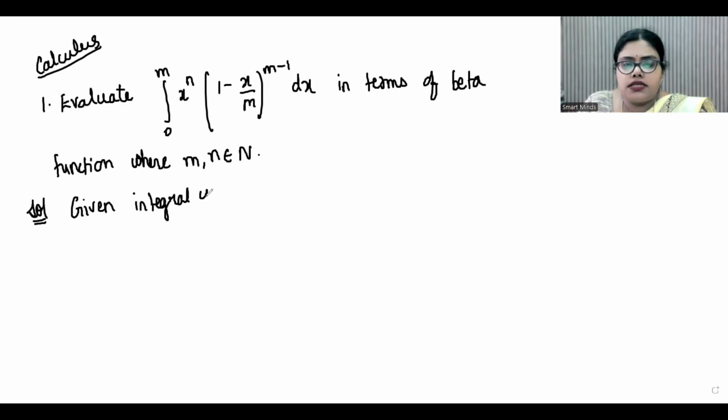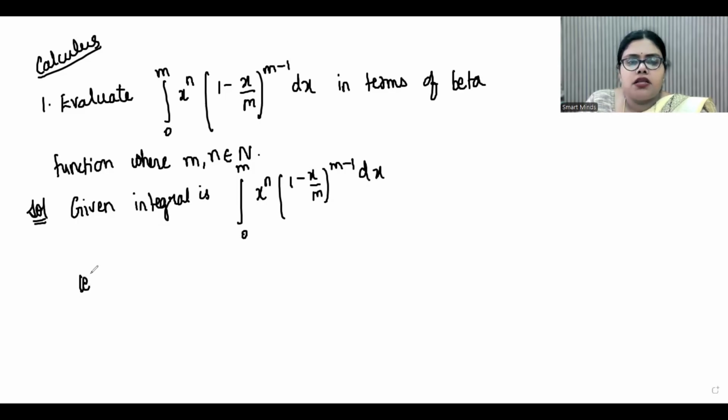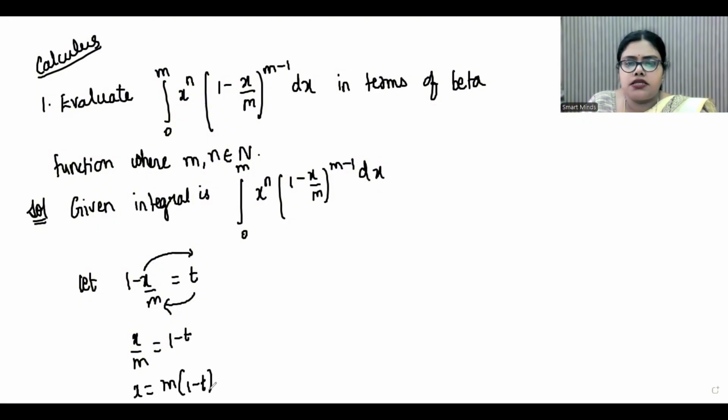The given integral is integral 0 to m x power n into 1 minus x by m whole power m minus 1 dx. So let us take this bracket as t. So 1 minus x by m, let us take it as t. If I want to find the x value from here, first we take minus x by m that side and this t this side. So x by m is equal to 1 minus t. So x is equal to m into 1 minus t.